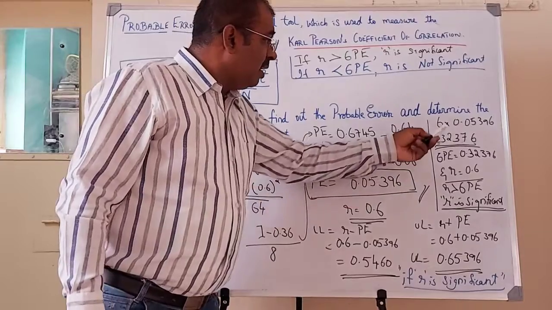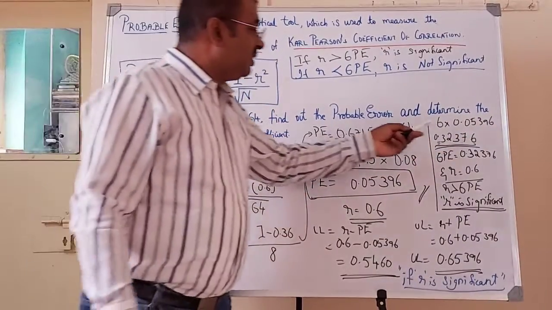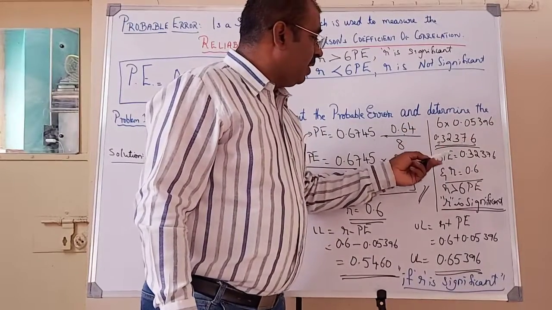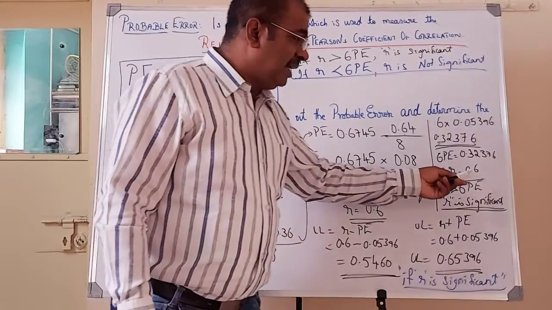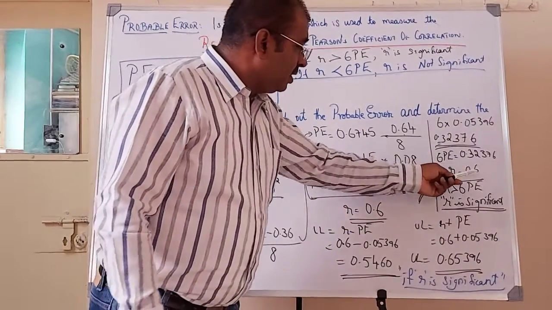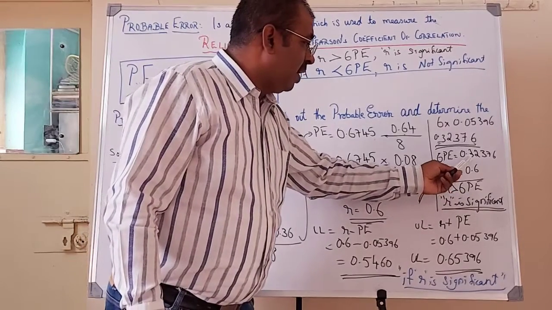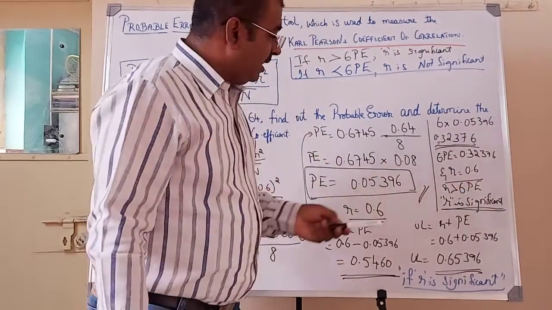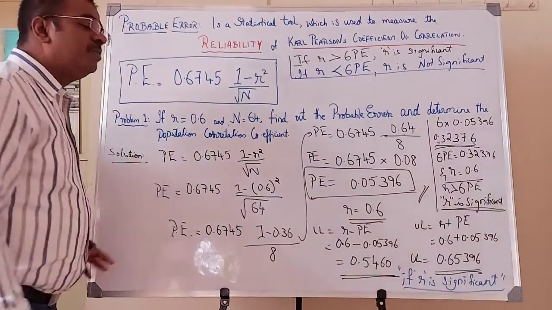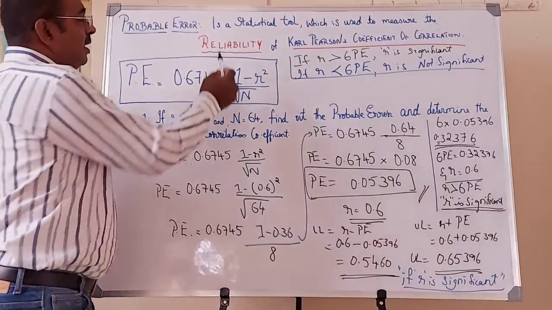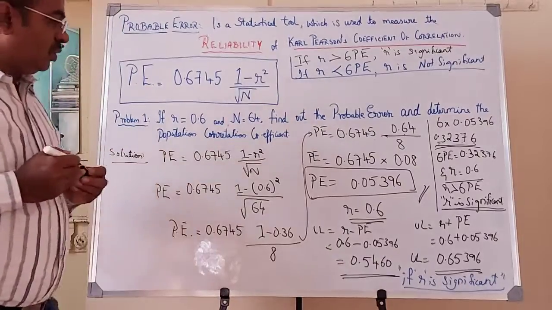So in this question, our probable error is 0.05396 as we have got. So 6 times probable error is 0.3276 and the correlation is 0.6. Therefore, correlation 0.6 is greater than 6 times the probable error, that is 0.3237. Hence, we can conclude that R is significant. So this is the objective of identifying the reliability of Karl Pearson's coefficient of correlation.